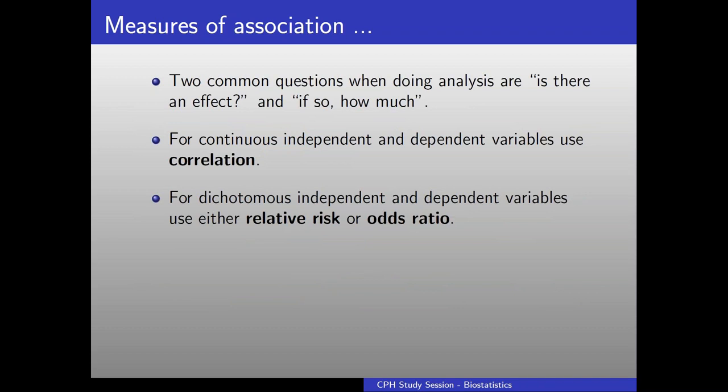If you have a continuous independent and dependent variable, and you want to know the measure of association between them, you're going to use a correlation analysis or correlation coefficient. On the contrary, if you have dichotomous independent and dependent variables, you're going to use either a relative risk or an odds ratio to quantify the effect.